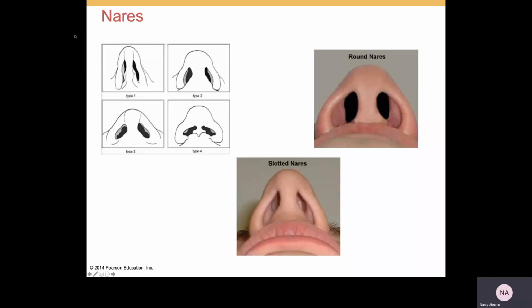Interestingly, the nares have different shapes. Who knew? You do now. And I put this in there because it really is quite amazing how different those nostrils can look.